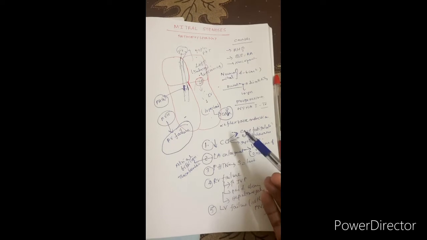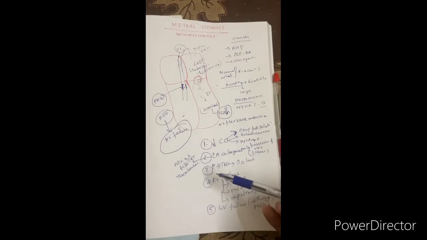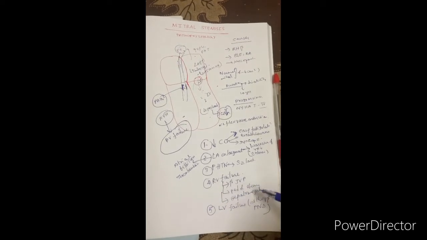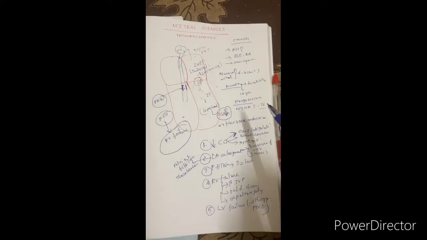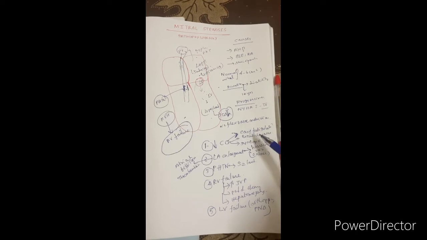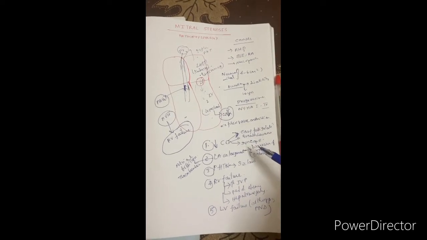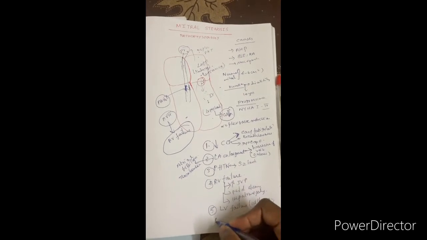So in history, when you are taking, you have to ask for easy fatigability, breathlessness, syncope, whether hoarseness of voice is there or not, and associated pedal edema, that is ankle edema, or orthopnea, paroxysmal nocturnal dyspnea. For breathlessness, you have to mention the NYHA grade, grade 1 to 4. You have to categorize the patient's grade and then mention. Okay, so these are the main ones, and another is hemoptysis.